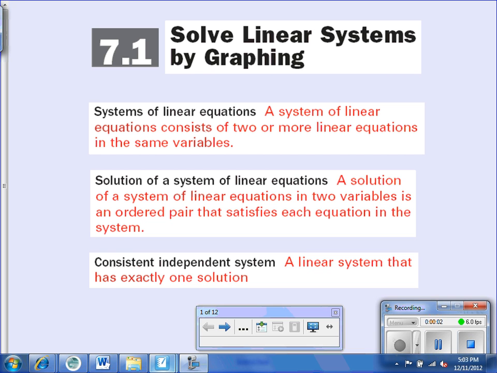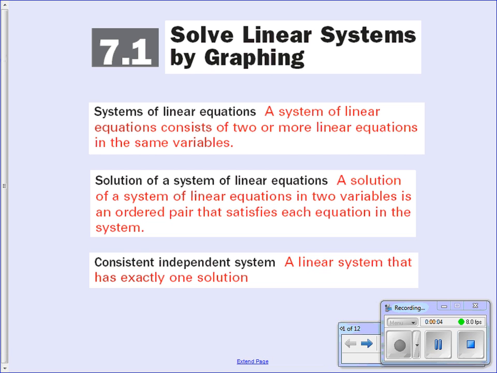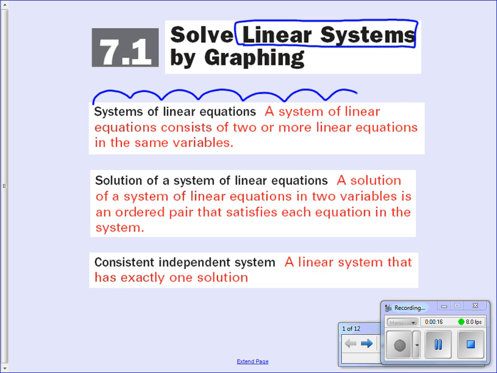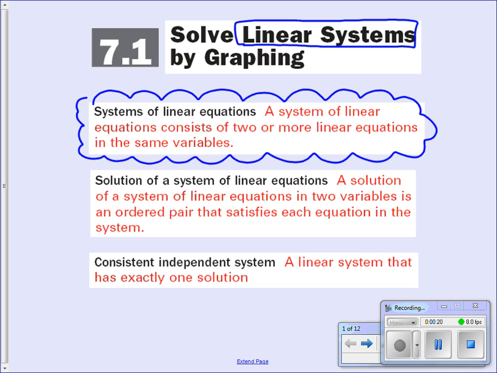Okay, this is 7.1. This is the first section of Chapter 7, and Chapter 7 is all about linear systems. The whole chapter is about systems, so it's going to be really important to know what a system is. Let me say this again. The whole chapter is about systems.